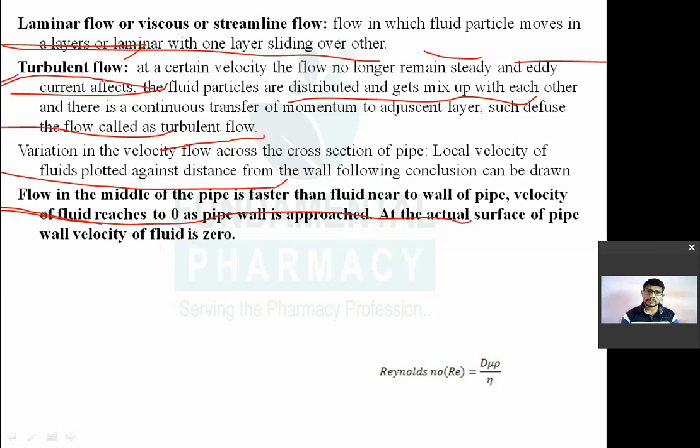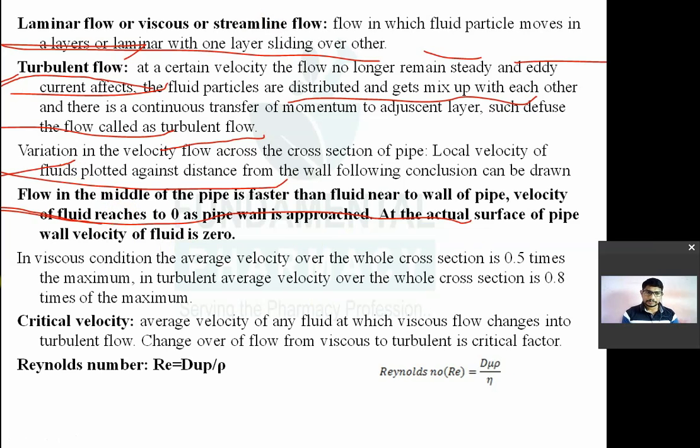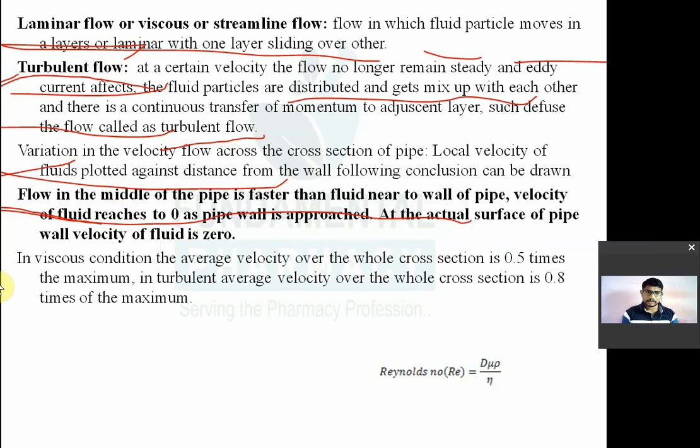So variation in the fluid velocity, that is a variation in the fluid velocity across the cross section of pipe. In the viscous flow, or in the laminar flow, or in the streamline flow, the average velocity over the cross section area of pipe is 0.5 times the maximum velocity. ठीक है, laminar flow में क्या हो रहा है, average velocity over the cross section of the pipe is 0.5 times as that of the maximum velocity.